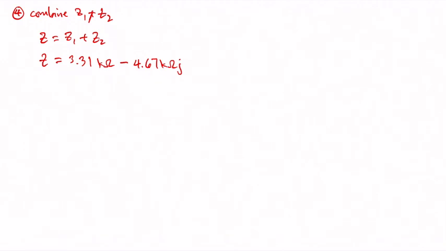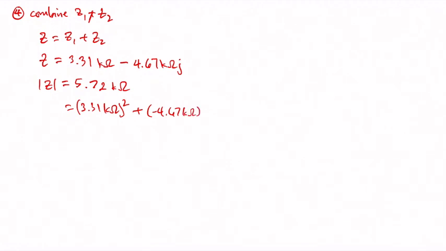Okay, so we need to get the absolute value of Z, because we're going to use that value in order to solve for the current I. So this is 5.72 kilo ohms. How did we get this? 3.31 kilo ohms squared plus negative 4.67 kilo ohms squared, and you take the square root of that. Okay, so that's your Z.